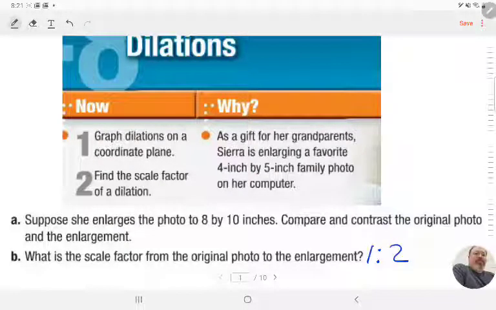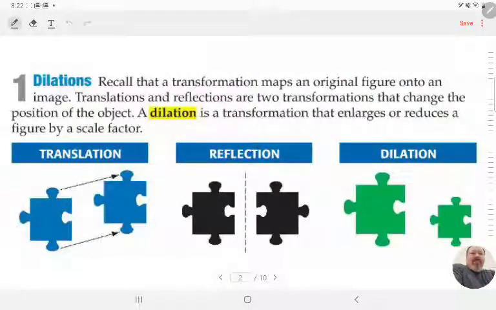Okay? And that's what a dilation is. It's going from one image or one shape to a bigger shape or to a smaller shape. Okay? So recall that a transformation maps an original figure onto an image. Translations and reflections are two transformations that change the position of the object. A dilation is a transformation that enlarges or reduces a figure by a scale factor.